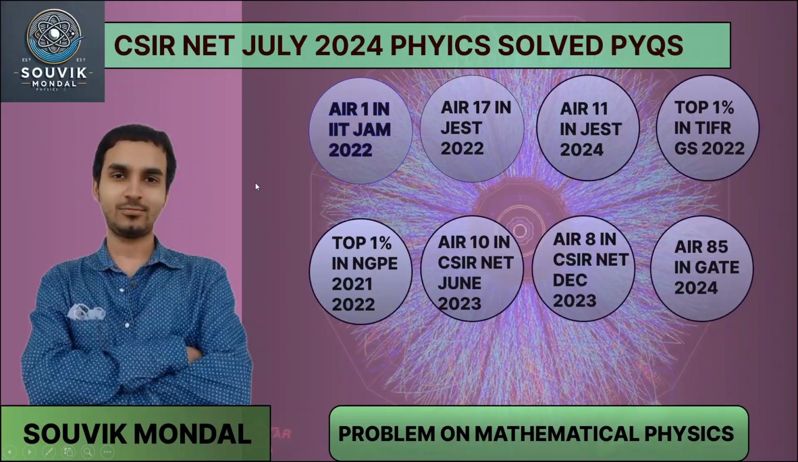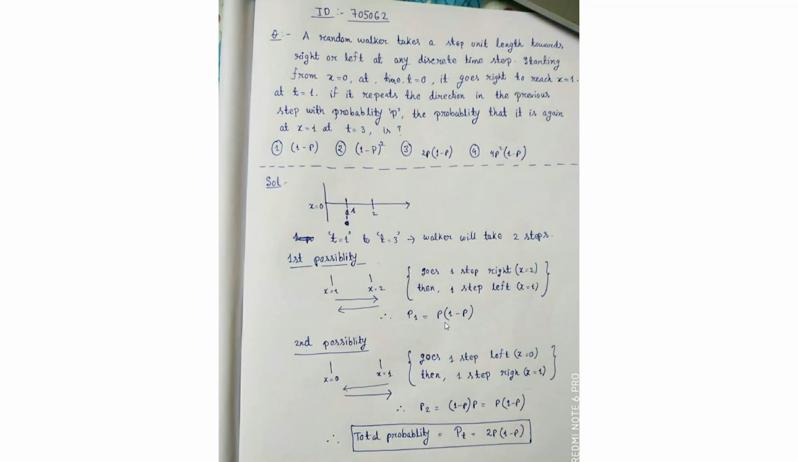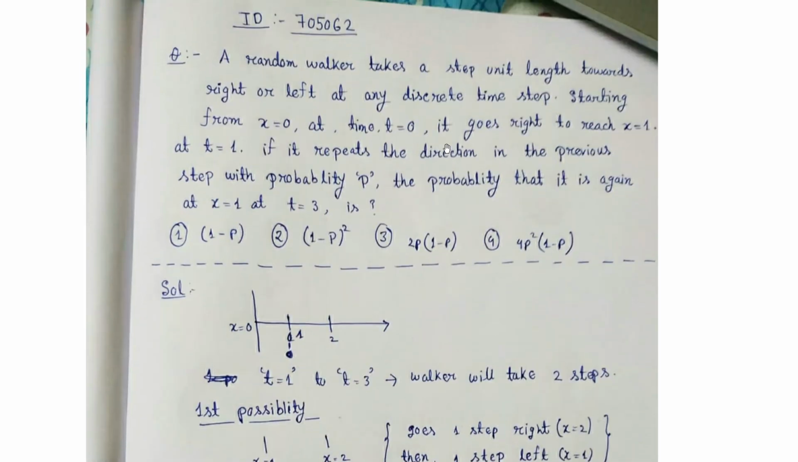Okay, so today I am going to discuss another two problems from math physics that came in the CSIR NET exam. The first problem is a random walker problem. So let's look at the problem.